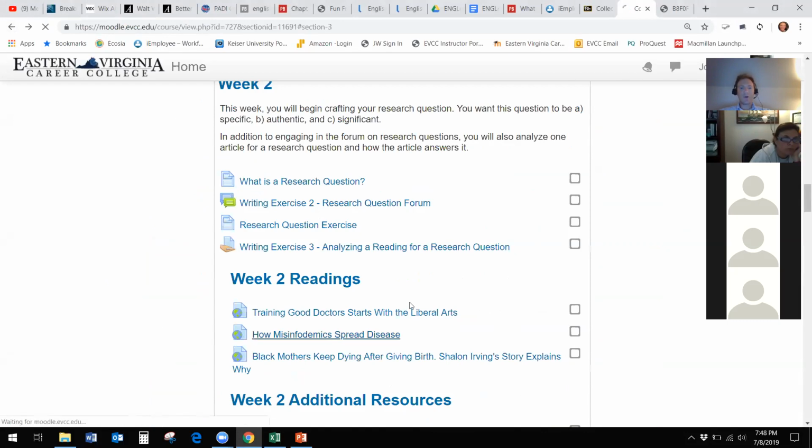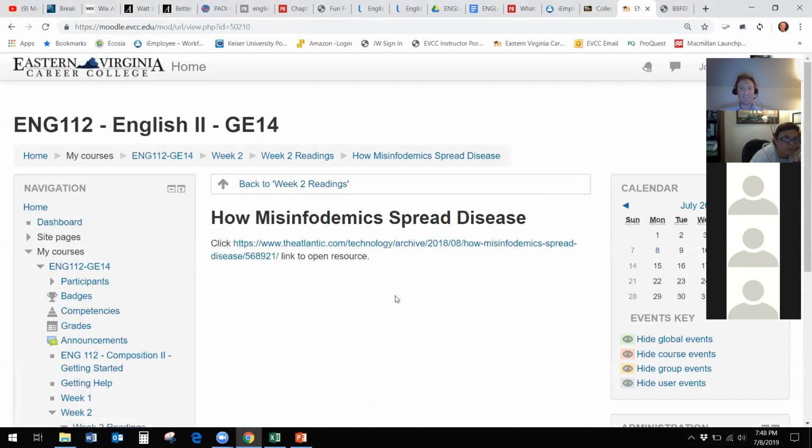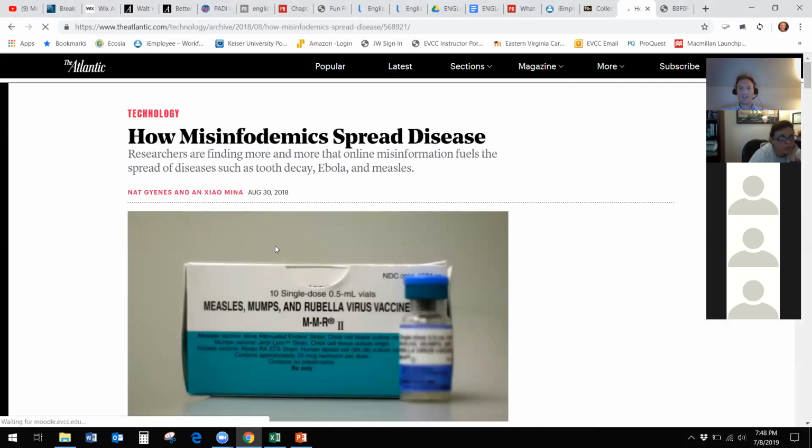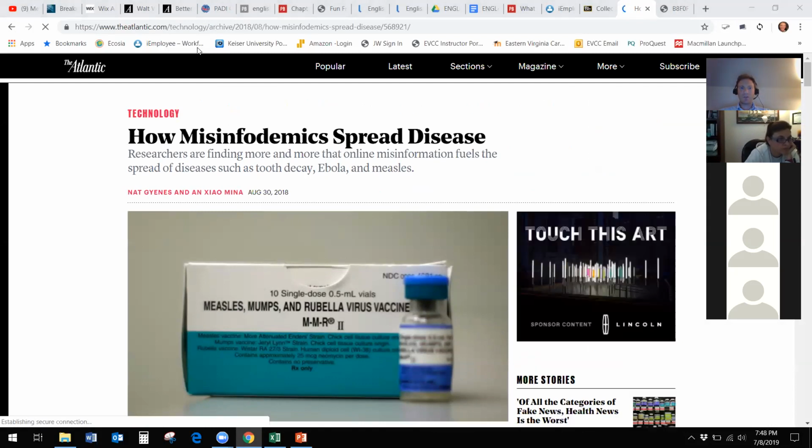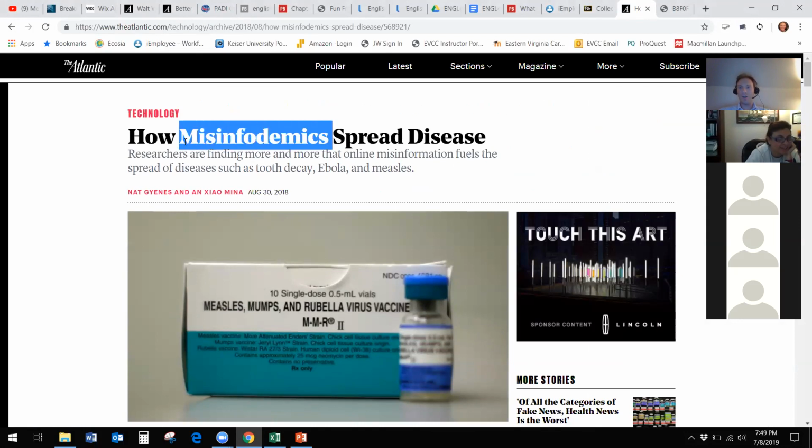Same thing for how misinfodemics spread disease, right? Meaning people having misunderstandings of things. And this certainly sounds familiar to some of you who wrote on vaccines last topic. Misinfodemics. So people have the wrong information, and it's an epidemic of wrong information. It's totally a made-up word, but it describes the situation quite well.